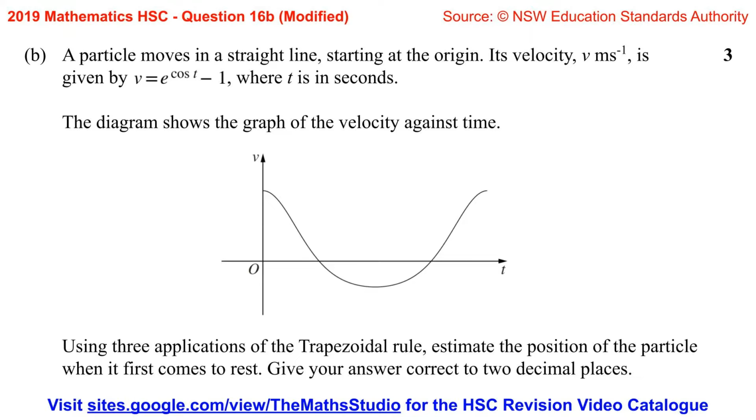The diagram shows the graph of the velocity against time. Using 3 applications of the trapezoidal rule, estimate the position of the particle when it first comes to rest. Give your answer correct to 2 decimal places.